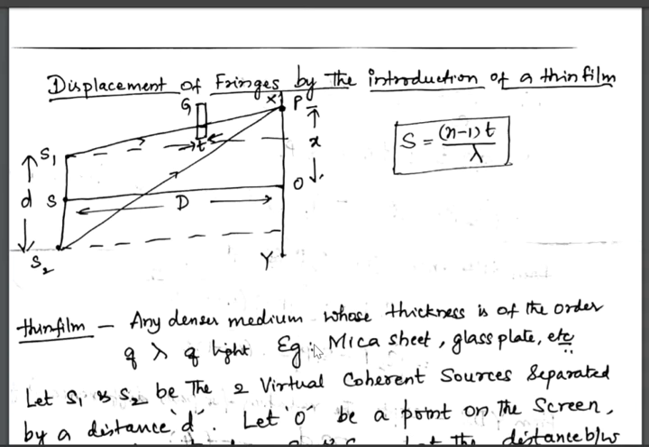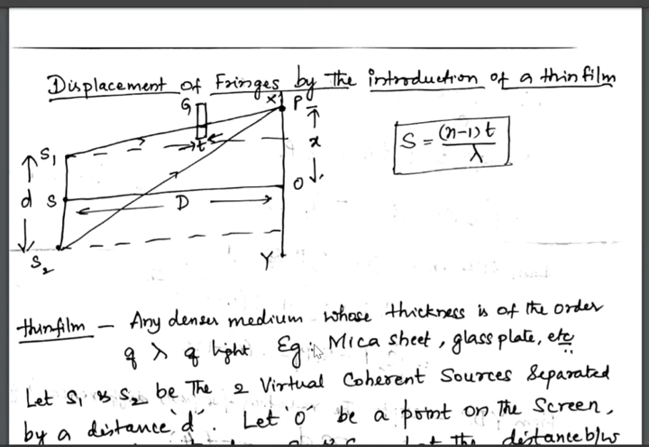So in the last class, we discussed the theory of the biprism experiment, and also how to determine the wavelength of light in a biprism experiment. And today, let us discuss how the fringes get displaced when a thin film of a denser medium is interposed in one of the interfering beams, that is, displacement of fringes by the introduction of a thin film.